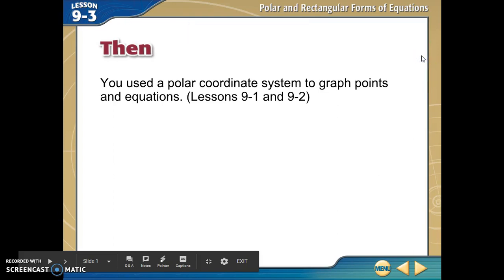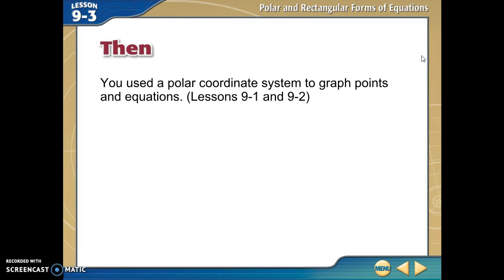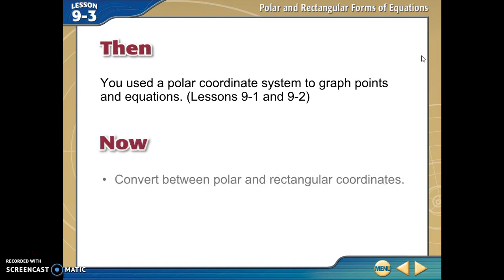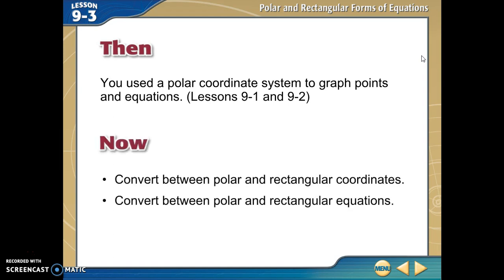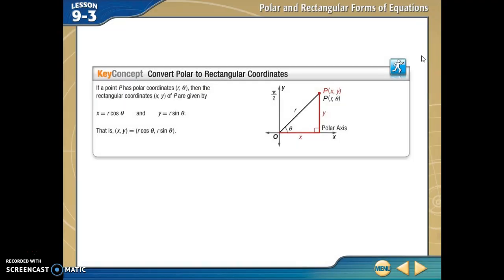Okay, so we've talked about polar coordinates and rectangular coordinates, and now we're going to go back and forth between the two with our conversions. We're going to be able to take something that's polar or rectangular and go the other way. So the key picture with all of this is how these two relate to each other.